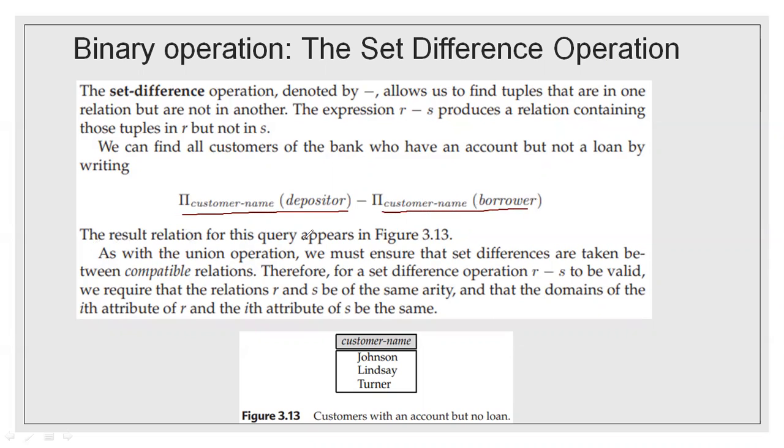So the result of the query appears here. You know both the tables, write down the tables in your notebook and check. Johnson, Lindsay and Turner is the output. So this is the list of customers with an account but no loan. So all the customers from the depositor which are not present in the borrower are shown using the set difference operation. You can read everything from the slide and you will come to know.